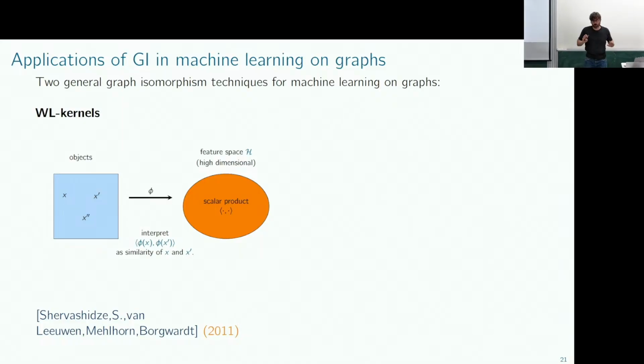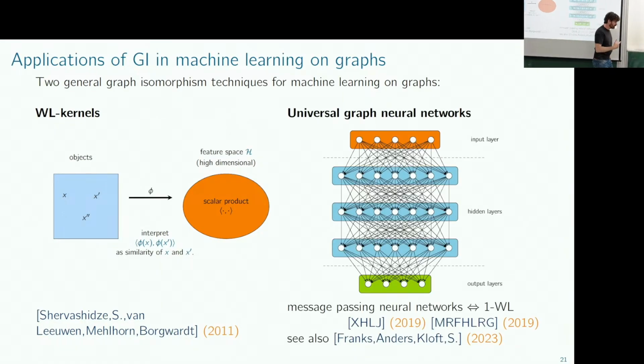Now, there are also applications in machine learning. There are two general ways to put graph isomorphism techniques into machine learning. One of them is kind of old, from 2011, called Weisfeiler-Leman kernels. We did that back in the day. And another, newer way of doing that is graph neural networks.